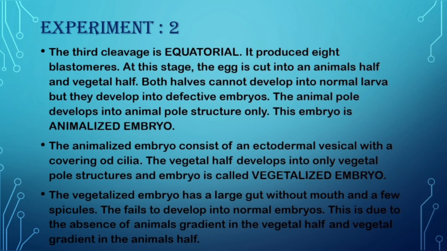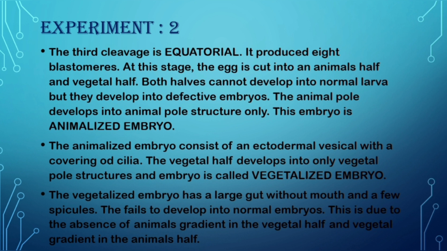Experiment number 2. The third cleavage is equatorial. It produces 8 blastomeres at this stage. The egg is cut into an animal half and a vegetal half. Both halves cannot develop into a normal larva, but they develop into defective embryos. The animal half developed into an animal pole structure only. This embryo is called animalized embryo.